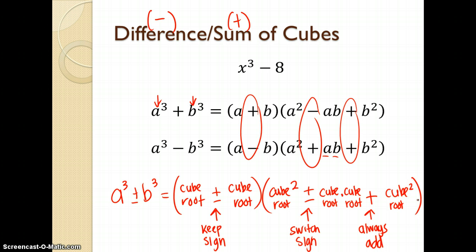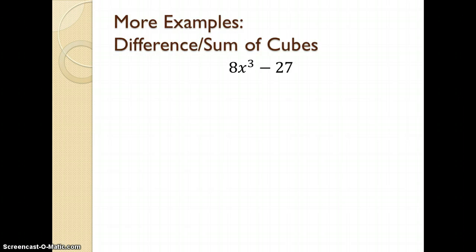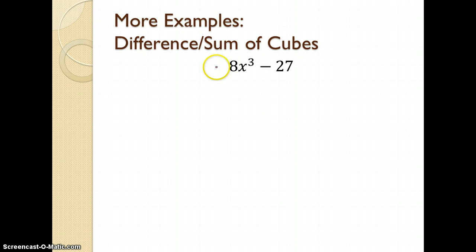So what does that look like in an actual problem? In an actual problem, it looks something like this. What do we need to know in order to do this problem? We need to know the cube root of the first term. So the cube root of 8x cubed. 8 is 2 and 4, 2 and 2. So this would be 2x. And the cube root of our second term, the cube root of 27, would be 3. 3 and 9, 3 and 3.